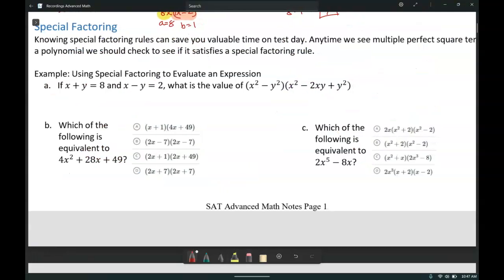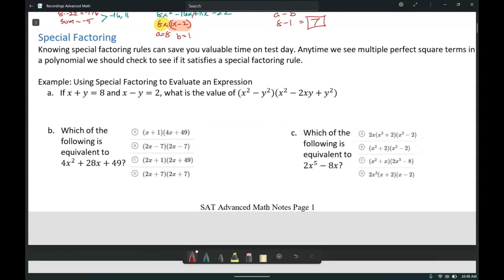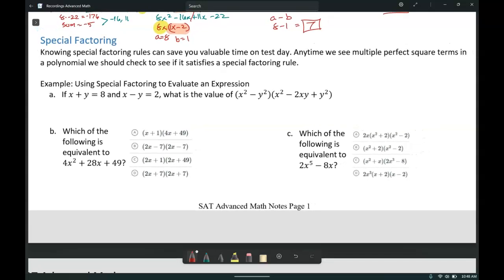And now we'll go ahead and finish up by looking at our special case factoring. So we looked at it a little bit already. We saw we had a perfect square trinomial, a difference of squares, and then we also have sum and difference of cubes, which is a different factoring formula, but the idea is the same. So how can we utilize this special factoring to make our life easier? So we're given two equations with their values and something that is not in a factored form.